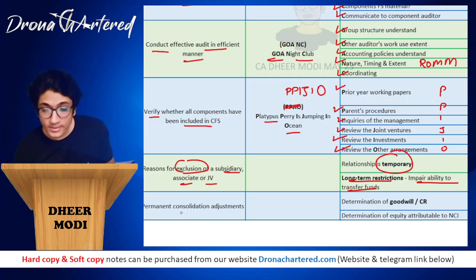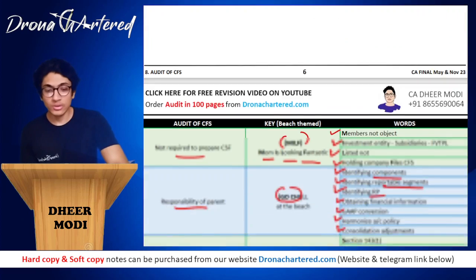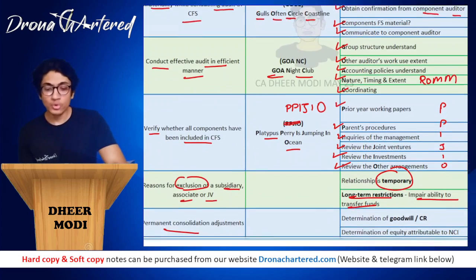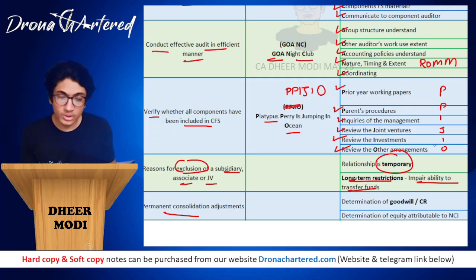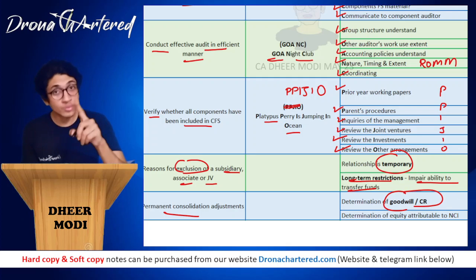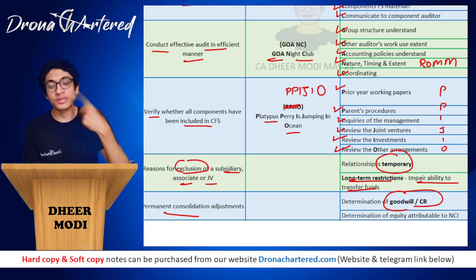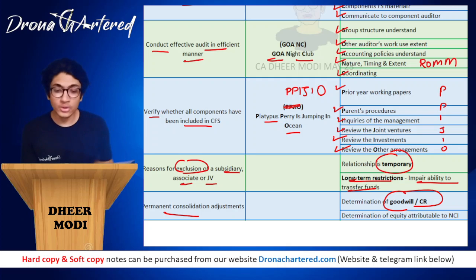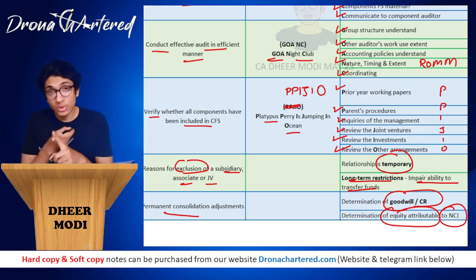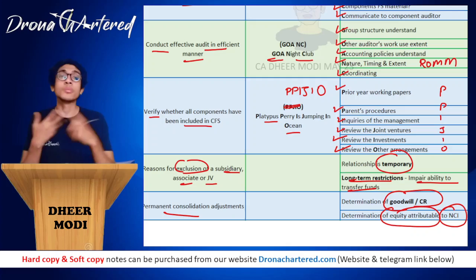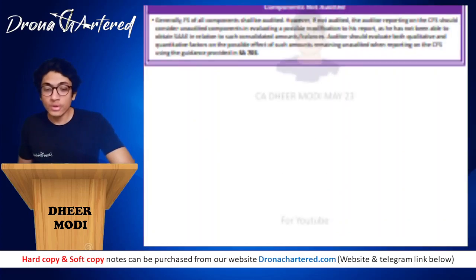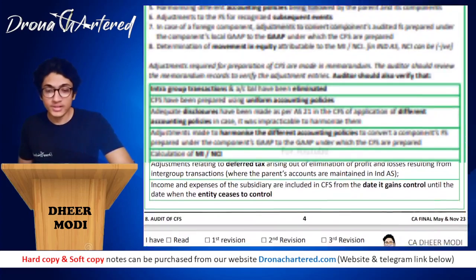Next is your permanent consolidation adjustments. This we will be doing right now. This also does not have a key. There are basically two types of permanent consolidation adjustments. One is determination of goodwill and capital reserve. This is only done once, therefore it is a permanent consolidation adjustment. The other is determination of equity attributable to your non-controlling interest. So that is your goodwill or capital reserve, or equity attributable to your NCI. These are your permanent consolidation adjustments.